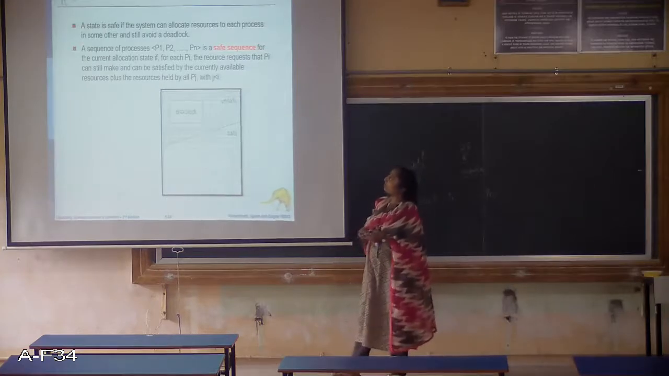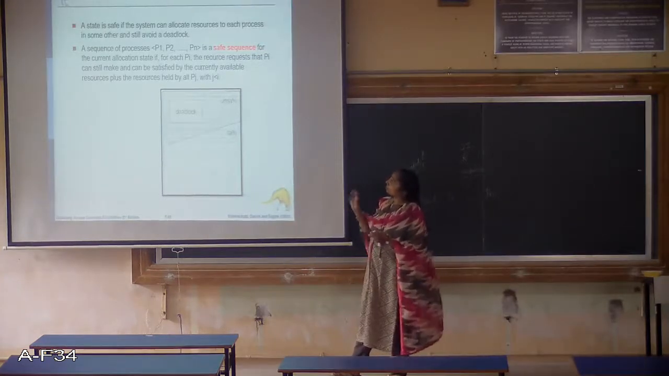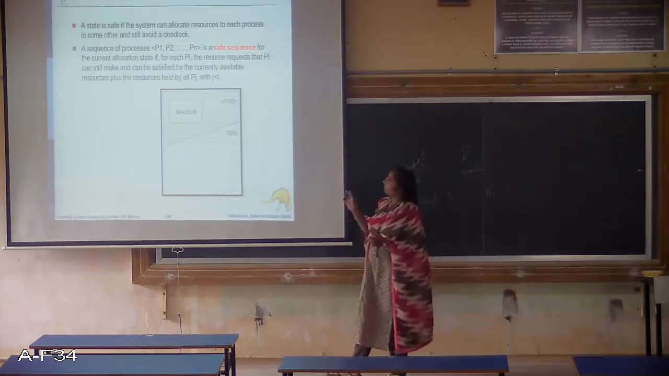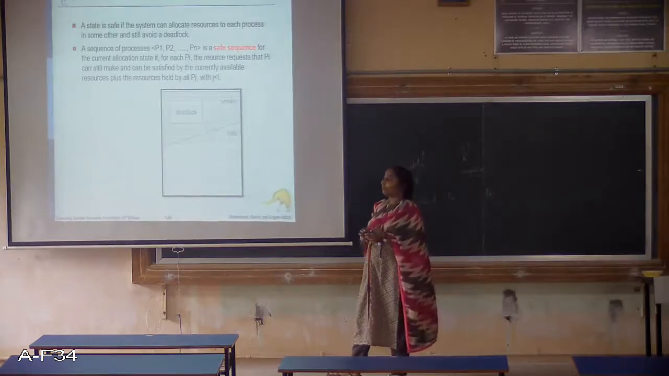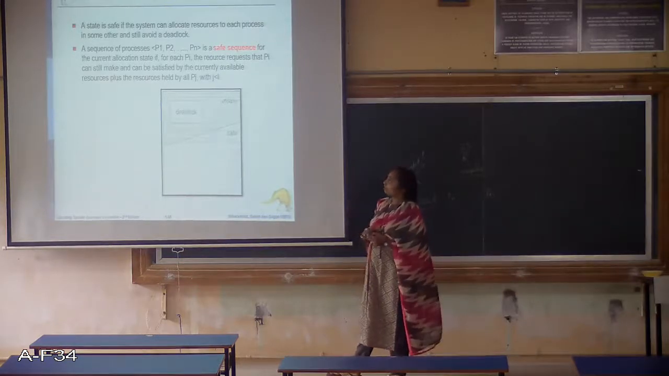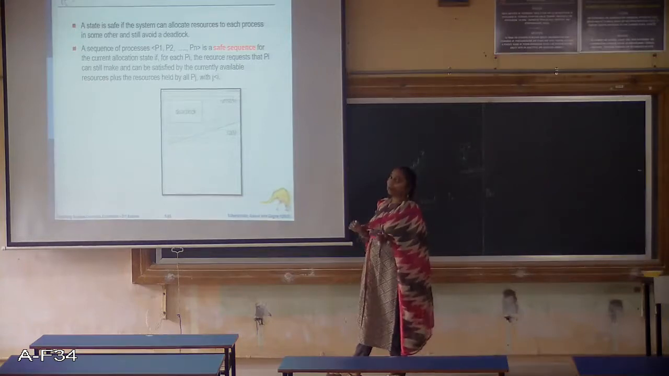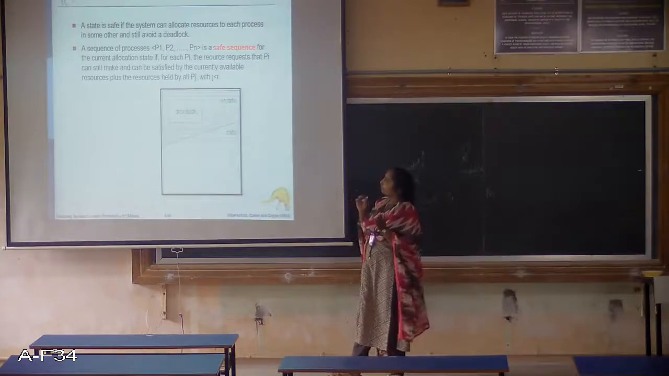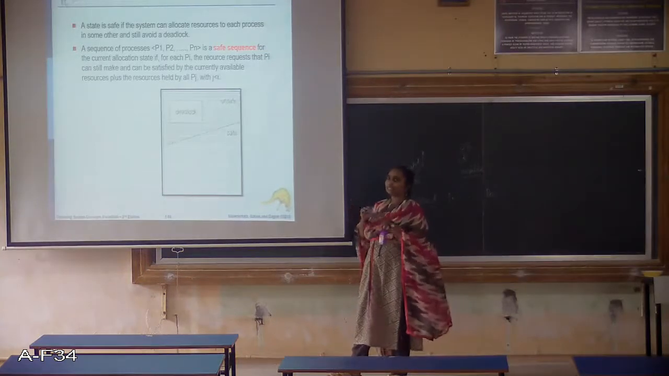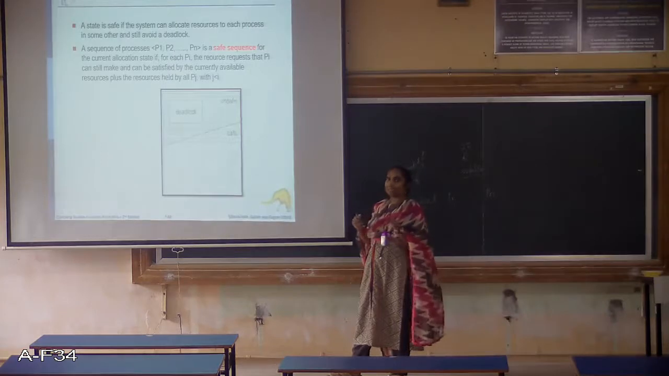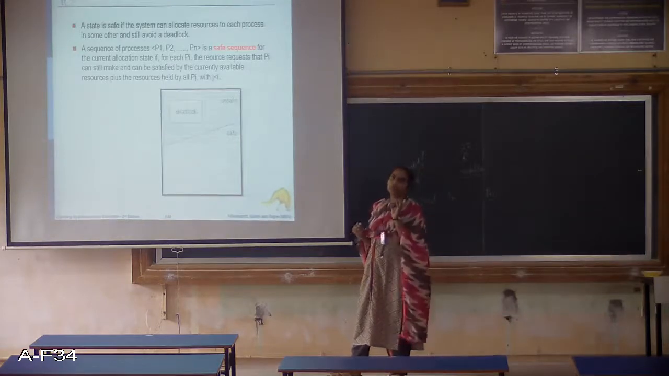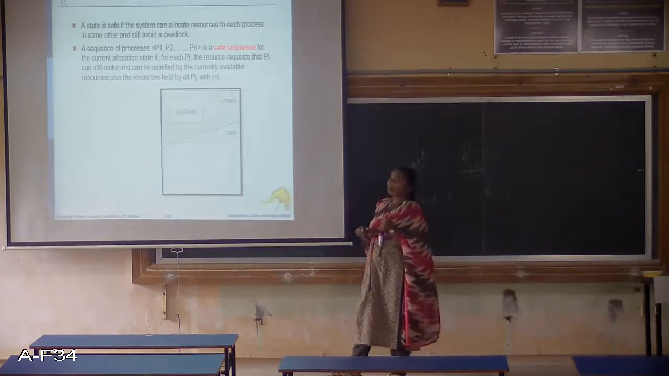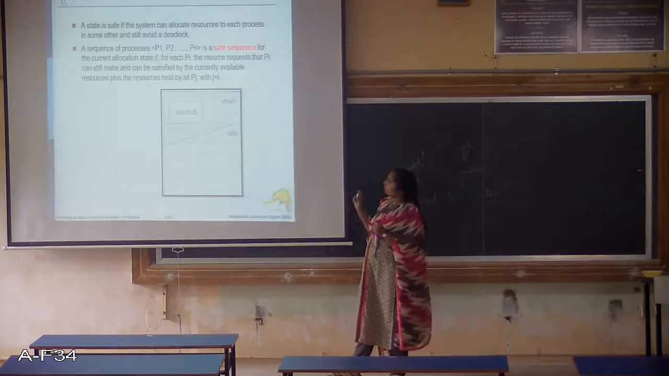A state is safe if the system can allocate resources to each process in some order and still avoid a deadlock. It can allocate each process whatever request it makes and avoid a deadlock. So that is called a safe state. And the sequence of the processes in which they will execute, like here we have written P1, P2, and so on till Pn, but it is not necessary that they will execute in that sequence. Whatever sequence they execute such that they don't go into a deadlock state, that is called a safe sequence.